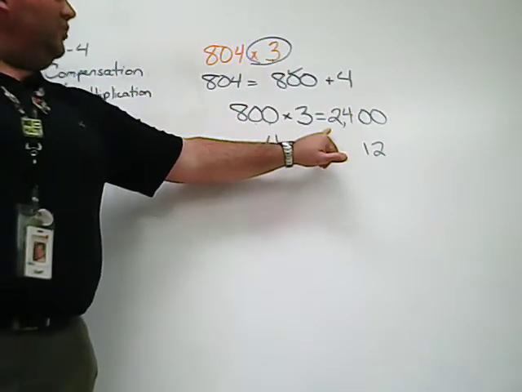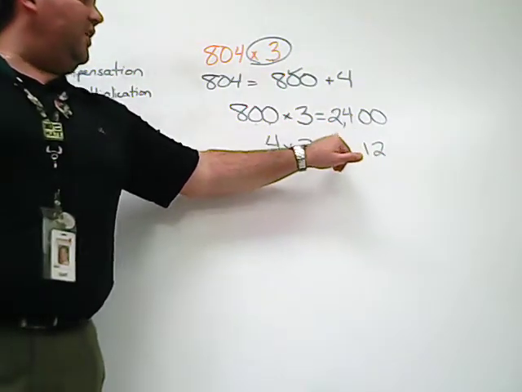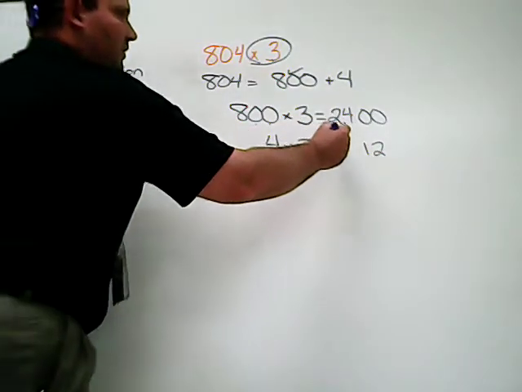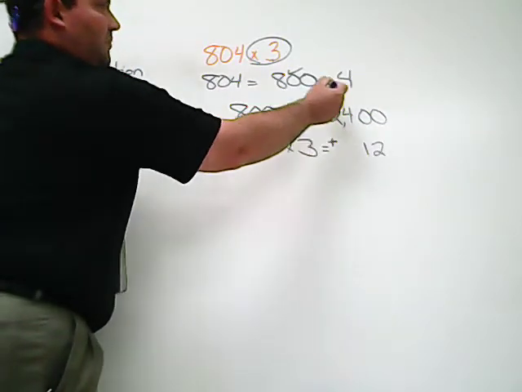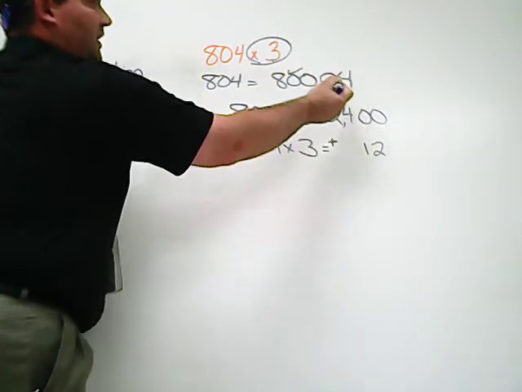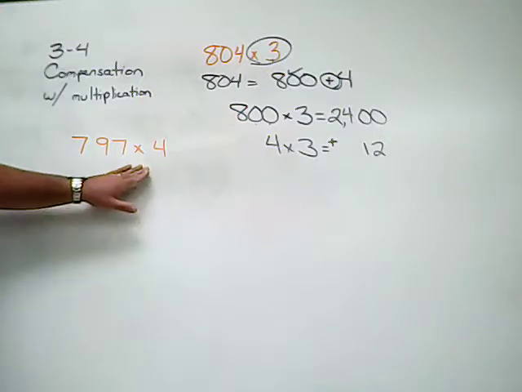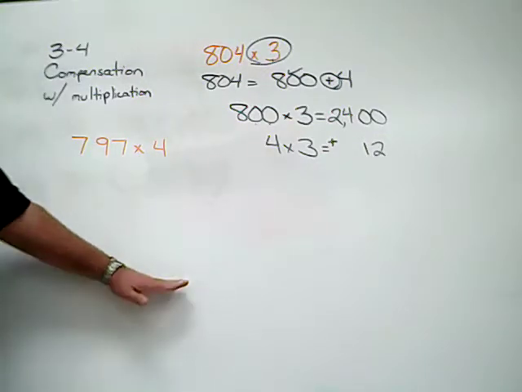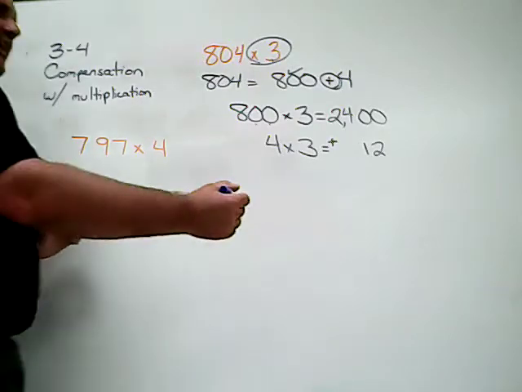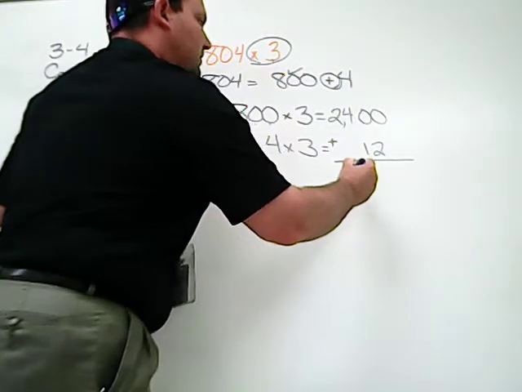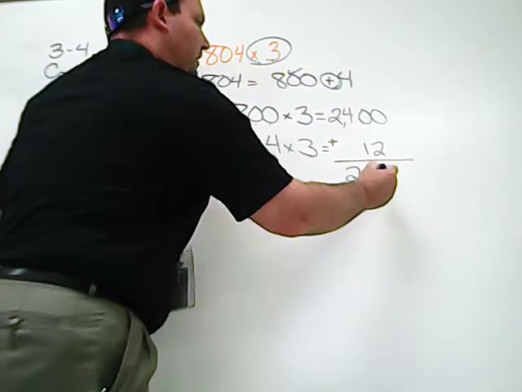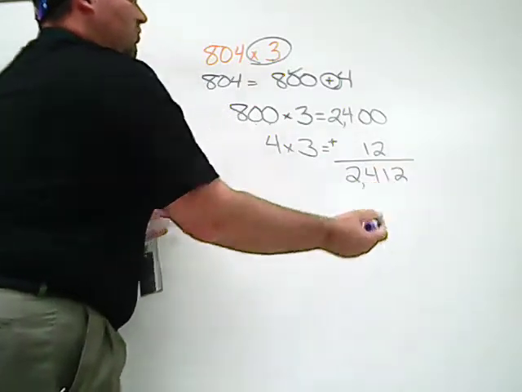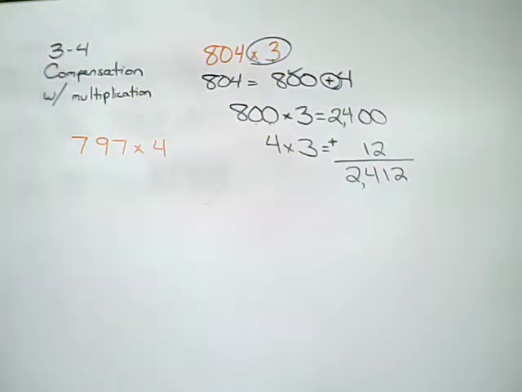So I'm going to do 2,400 plus 12. And again, the plus sign came from this operation right here. You'll see in this example, when I subtract over here, that this is going to be subtraction of partial products. And then I simply add the two partial products for a final product of 2,412.